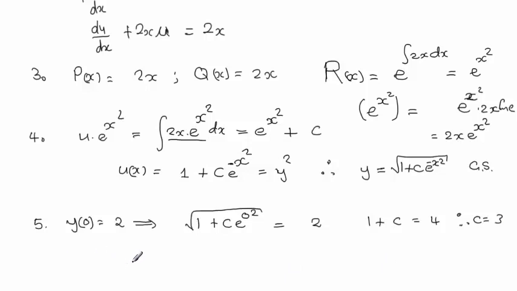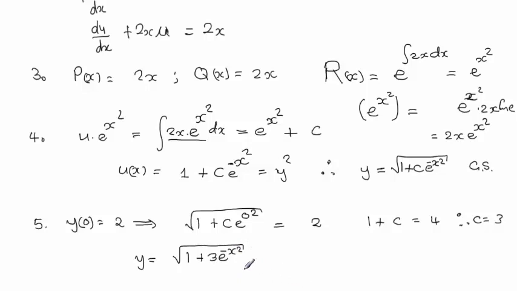Now we can write the solution as y equals the square root of 1 plus c e to the power minus, sorry, I'm writing 1 plus c again here. That's not supposed to be. That would be 3 e to the power minus x squared.